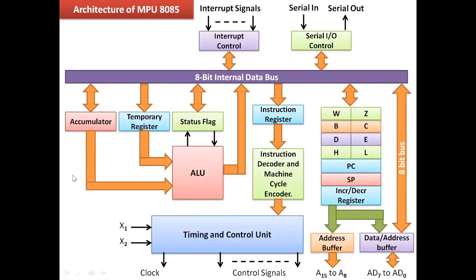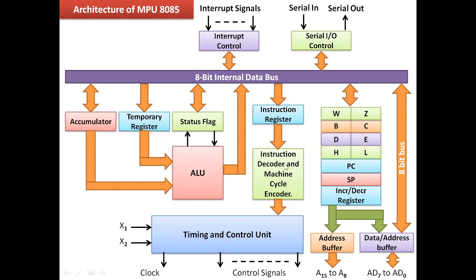Now this is the general overview or general diagram of the internal architecture of 8085. Here we can see it has an 8-bit internal bus with certain general purpose registers, special purpose registers, address buffer, address data buffer. This is actually a multiplexer. It's a time multiplex bus where the lower order address bus and the data bus are multiplexed together to form AD7 to AD0. That is an 8-bit bus.